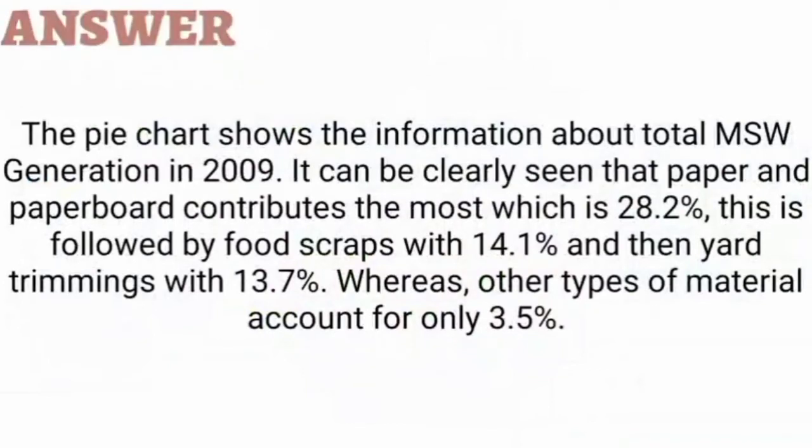The pie chart shows the information about total MSW generation in 2009. It can be clearly seen that paper and paperboard contributes the most, which is 28.2%, this is followed by food scraps with 14.1% and then yard trimmings with 13.7%. Whereas, other types of material account for only 3.5%.